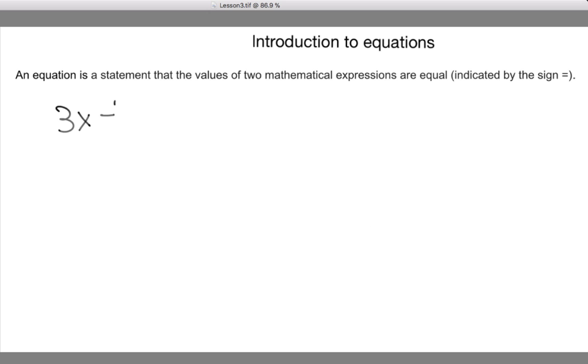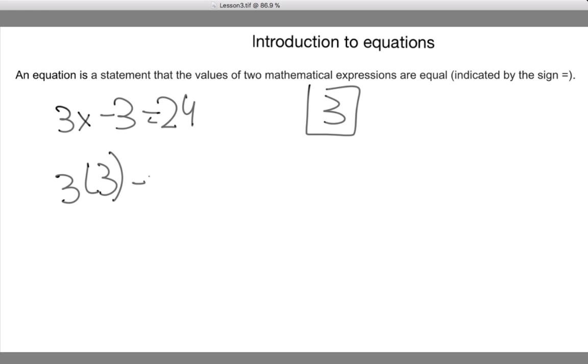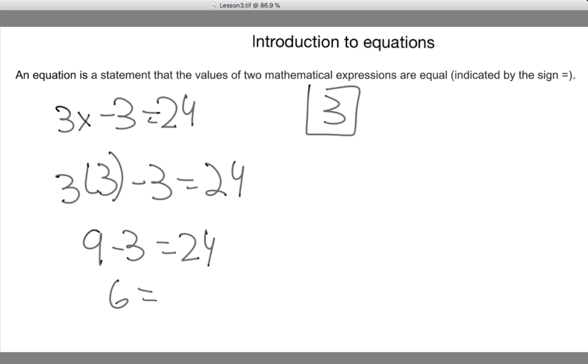3x minus 3 equals 24. And suppose you wanted to plug in 3 for this, we just get 3 times 3 minus 3 equals 24. And 3 times 3 is 9, minus 3, and we'd get 6 equals 24. Oops, 6 equals 6 would make it true, that's not what we have. 6 equals 24, and this is not true, so just draw the not equal to sign. 6 is not equal to 24.